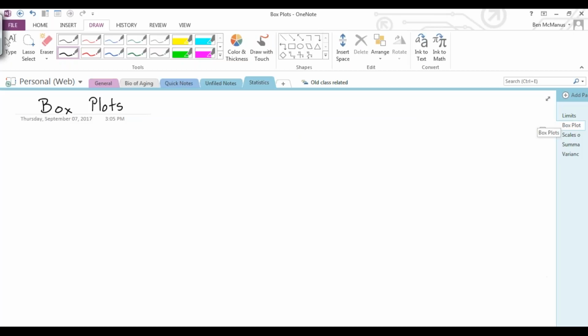Alright, so the next thing we're going to cover quickly is box plots, also known as box and whisker plots. I'm just going to call them box plots.